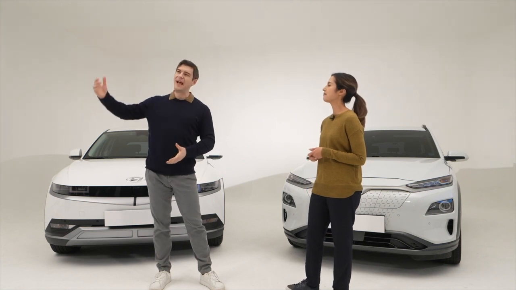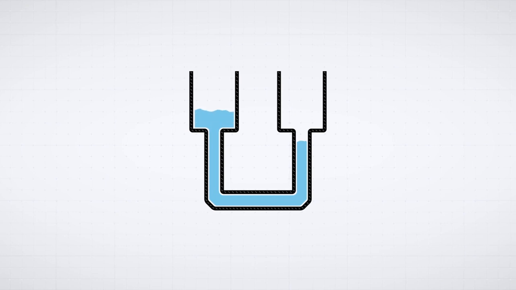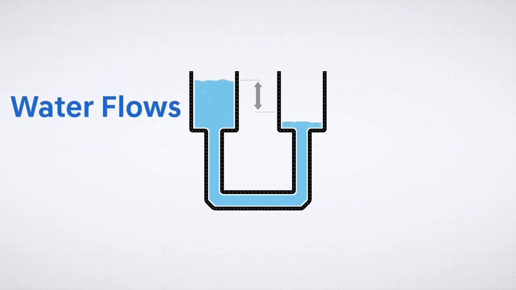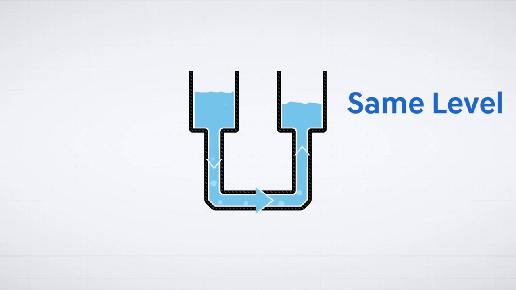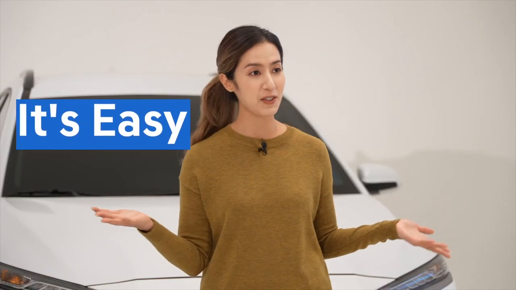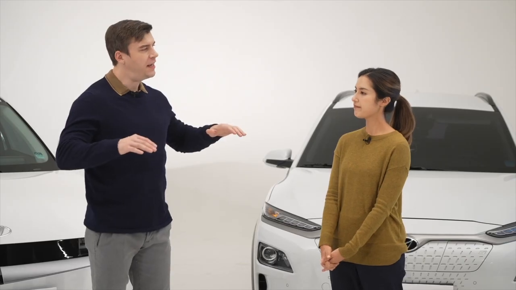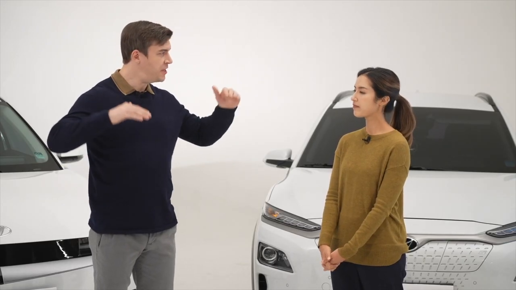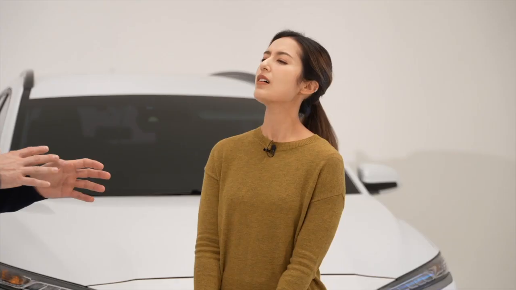Mm-hmm. Now, what would happen if I poured water into one of the tanks? I guess the water will flow through the channel connecting them until the water level of both the tanks are equal and the same. It's not that difficult to understand. Electricity flows exactly the same way. But just like the water level in the water tanks affects how it flows, we say electric potential for the electricity. Oh, okay. Electric potential.